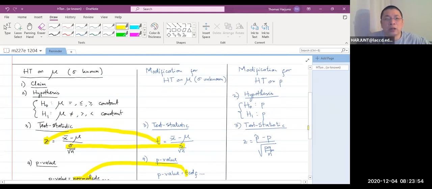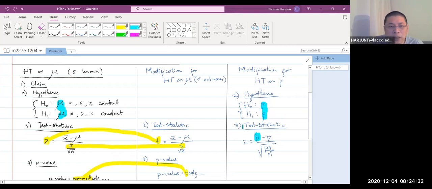Also 2 weeks ago, we applied hypothesis testing on P, the population proportion. Then what will the modification be? Of course, we are not testing the mu anymore. We are testing the P, right? Now, what is the test statistic? The test statistic will stay as using Z, yet the formula becomes this.